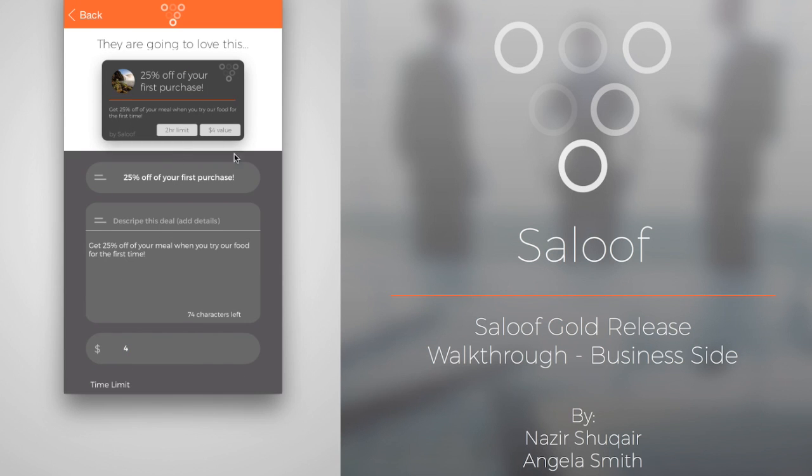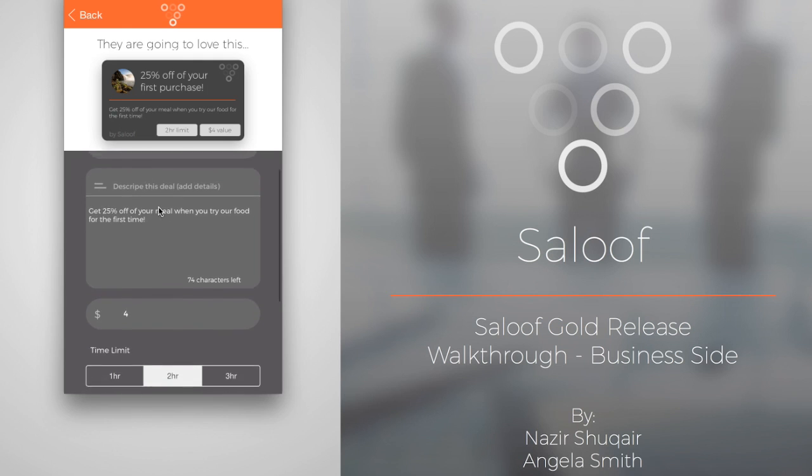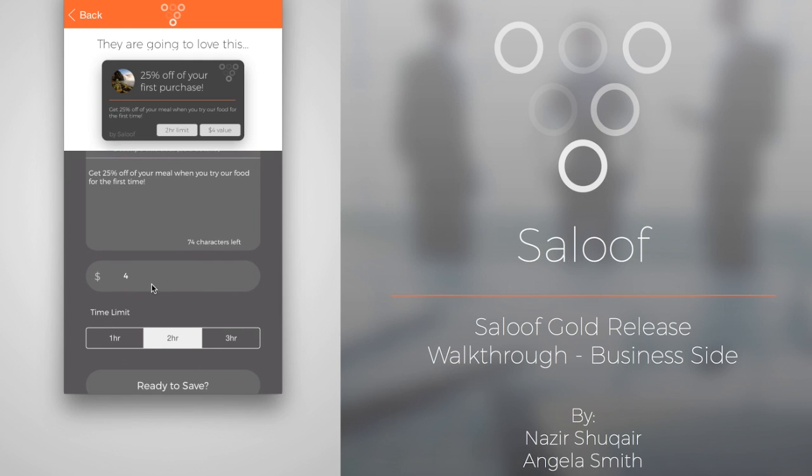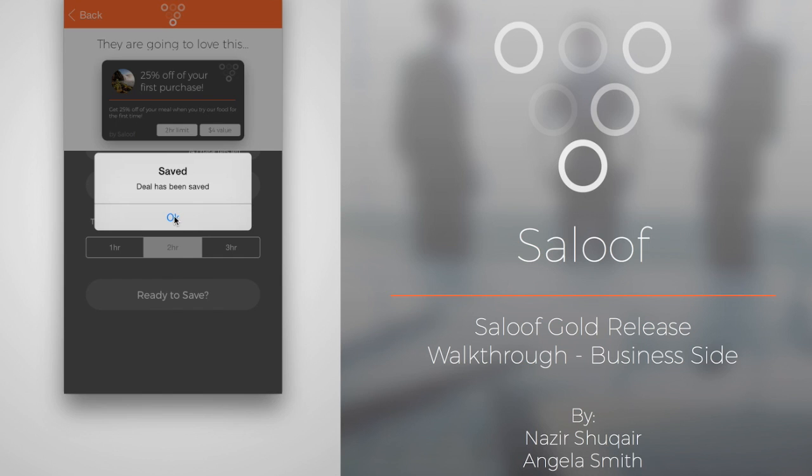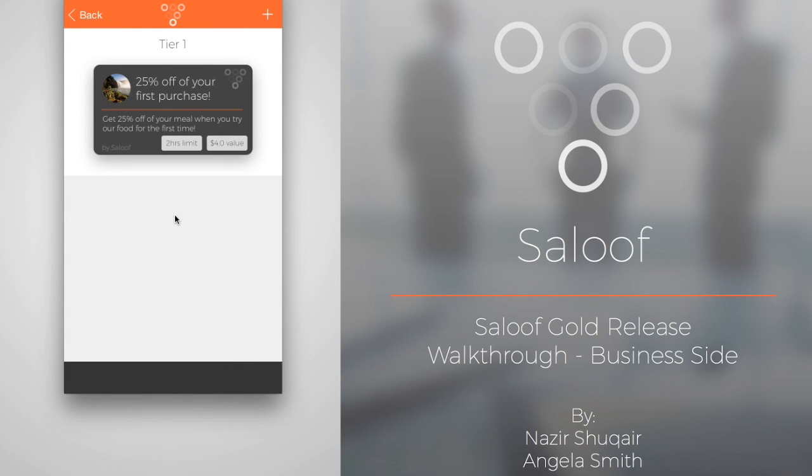Alright, so I've gone ahead and filled this up, and as you saw, while I'm typing, this card updates automatically, so you could see really what the user from the other side will see for the deal. So I have the title here, some description about this deal, the value of that deal, so for this one it's going to be $4 value, along with a time limit, how much time will the user have before they can redeem it, and you can choose between 1 to 3. Once I'm ready, I can hit ready to save, and it tells me it went ahead and saved it.